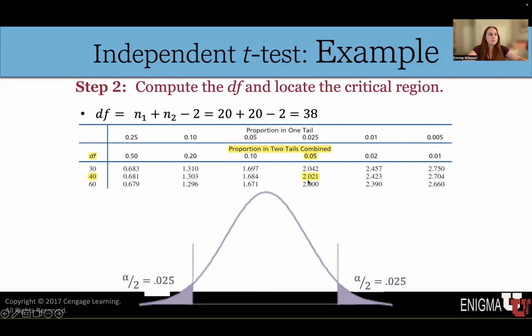Note here, for degrees of freedom, you always round up, you never round down. So even if our degrees of freedom turned out to be 32, even though 32 is closer to 30, you always are going to round up. So even if it was 32, we would still use this 40 column right here. So our t critical values are going to be negative 2.021 and positive 2.021.